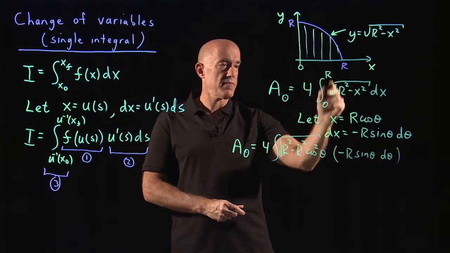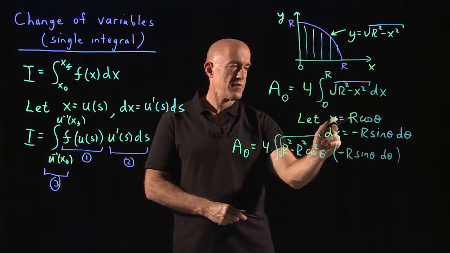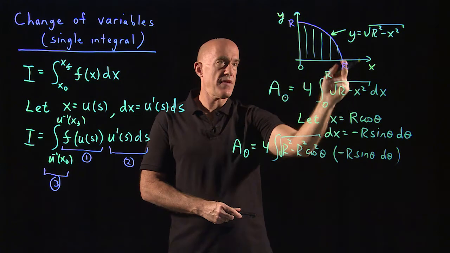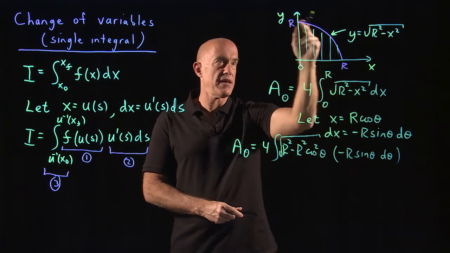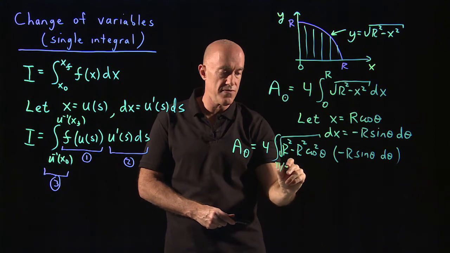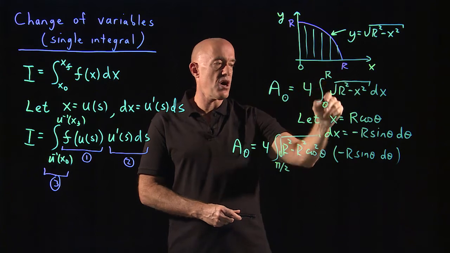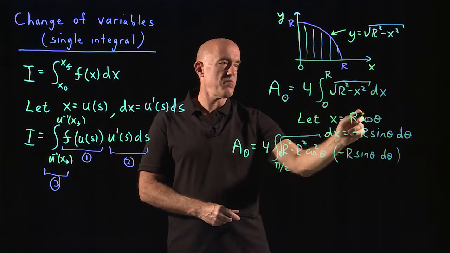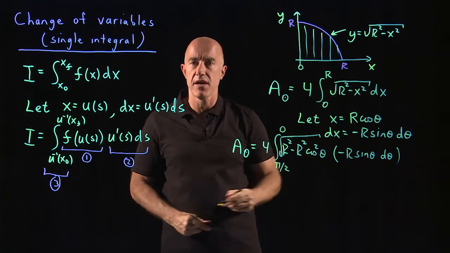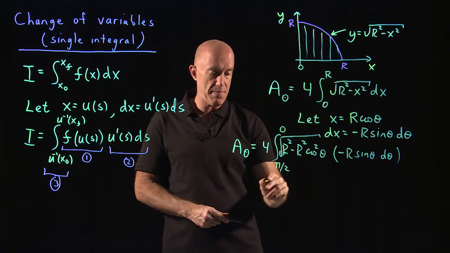And then the limit, so when x equals 0, then what is the value of theta? Then theta, when x equals 0, theta will be pi over 2. So the lower limit is pi over 2. When x is equal to capital R, cosine theta will be 1, so theta will be 0. So the limits here kind of get flipped. But the minus sign will flip it back.